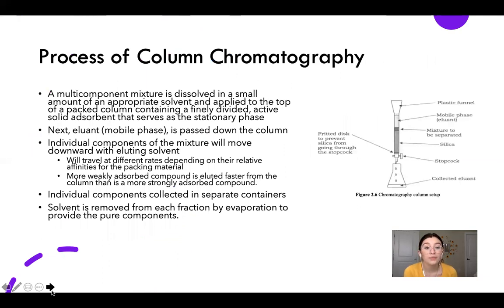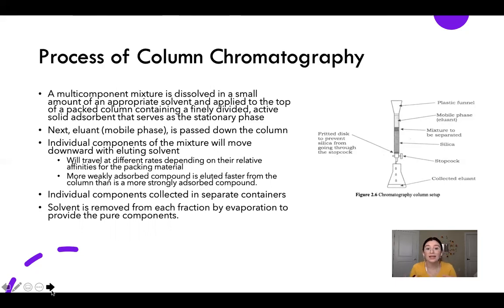Process of column chromatography. This is the same as me trying to explain TLC, but there are different components. A multi-component mixture is dissolved in a small amount of appropriate solvent and applied to the top of a packed column containing a finely divided active solid adsorbent that serves as the stationary phase. Next, the eluent, which is the mobile phase, is passed down the column. Individual components of the mixture will move downward with the eluting solvent. They will travel at different rates depending on their relative affinities for the packing material. A more weakly adsorbed compound is eluted faster from the column than a more strongly adsorbed compound.